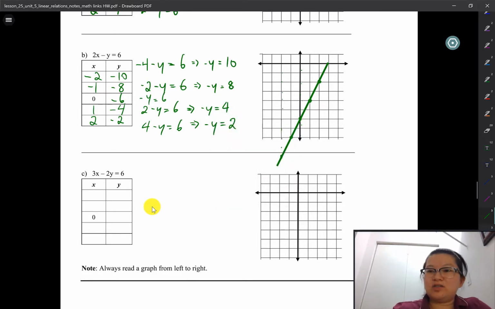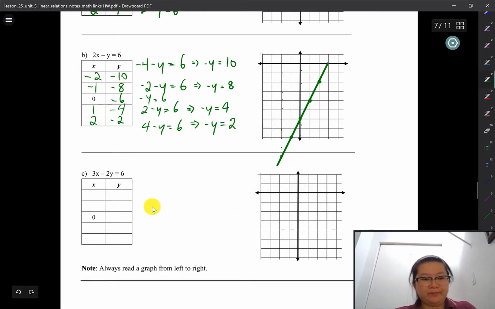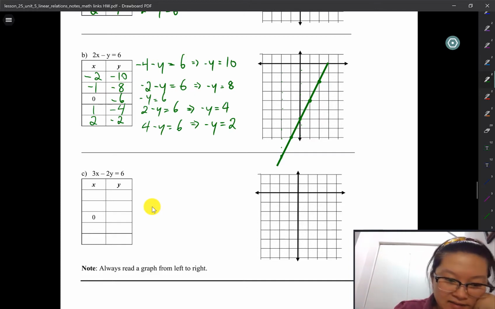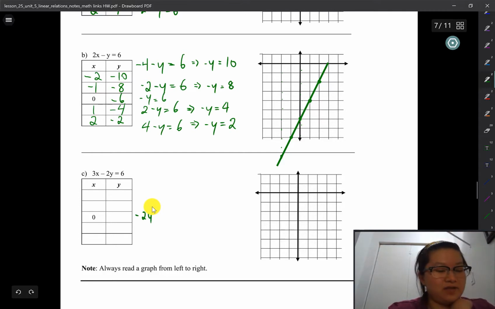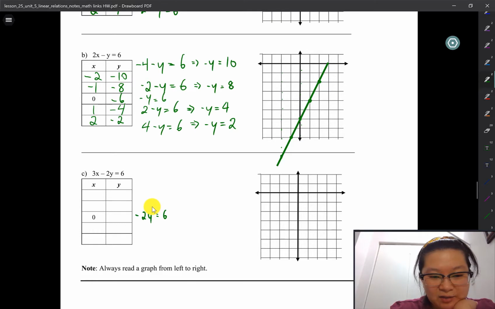Okay, so let's finish up the last example. Okay, again, it seems like they've given us the first one, which is 0. So 0 for x times 3 is still going to be 0. We're going to be left with negative 2y. Oh, don't forget the negative there. Is equal to 6. Okay, so then if I divide both sides by negative 2, I get y is equal to negative 3 if I divide both sides by negative 2. Okay, so y is negative 3.